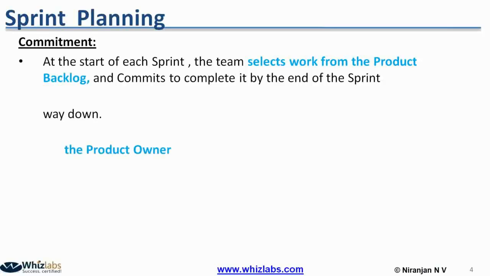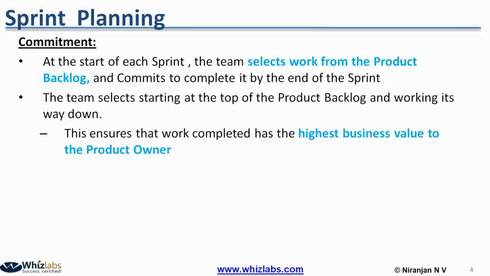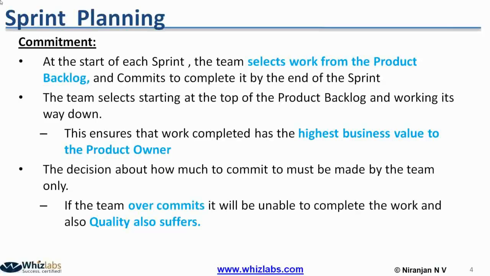So how do they go about it? They start with the first item in the product backlog, because that is the item which has the highest business value to the product owner. By default, any Scrum team has to start focusing on the item on the top of the product backlog because of the highest business value. While committing, the team has to take care not to overcommit. If they overcommit, the quality might suffer.